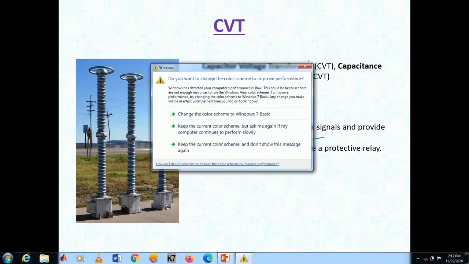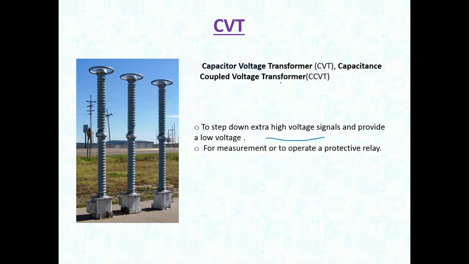Protective relays operate in the transformer substation. To operate the protective relays, we have to step down the voltages. The actual thing is a 33 kV substation supplies 33 kV to some other substation or distribution transformer. There 33 kV is stepped down to 440 volts. But in a substation they require low voltages. Therefore we are using capacitor voltage transformers for measurement and operation of protective relays.